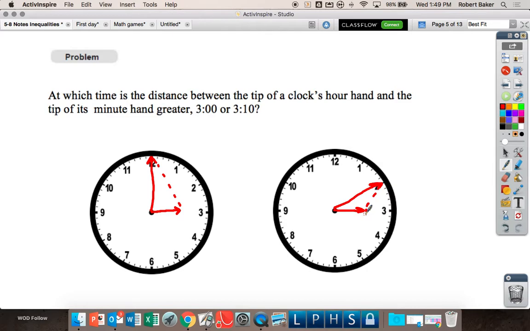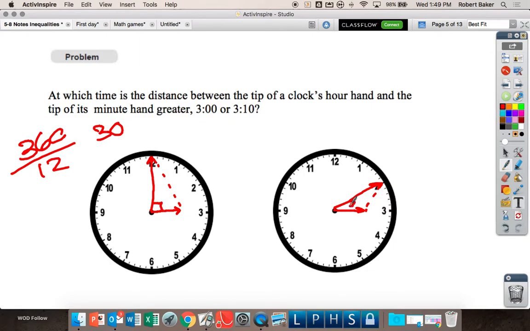Because we have to know how many degrees it is, don't you? Yes, you do. How many degrees are in a circle? 360. How many sections on a clock? 12. So if I do 360 divided by 12, you get 30. Each chunk is 30 degrees. So 30, 60, 90 degrees right here.